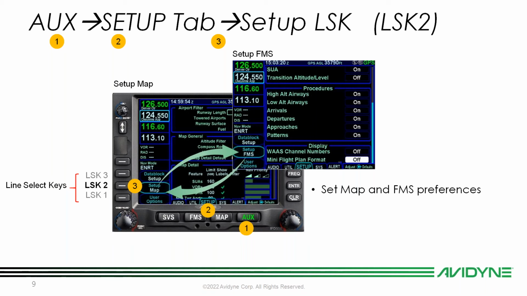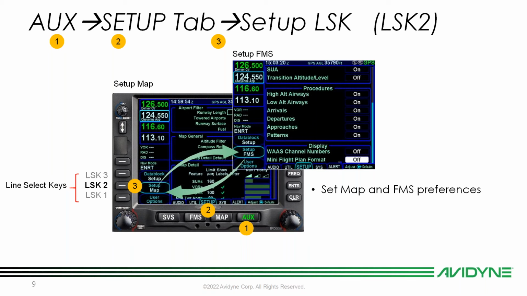Now, how we get into this is step 1, we make sure that we are pushing that aux button on the bottom of the bezel. We're in the setup tab, because remember, the IFD has a page and tab user interface. So aux page, setup tab, and then depending on whether we want to be in the map setup or in the FMS setup, we'll push that line select key to toggle between the 2.